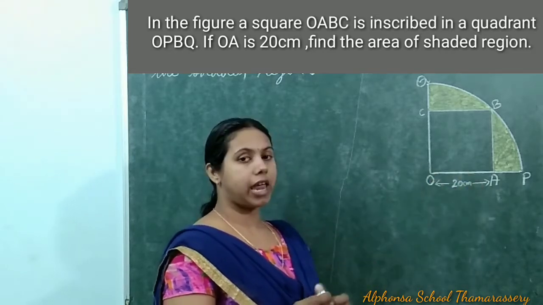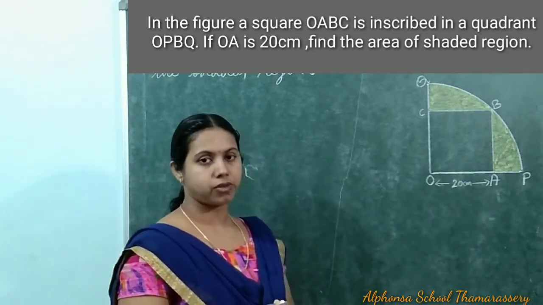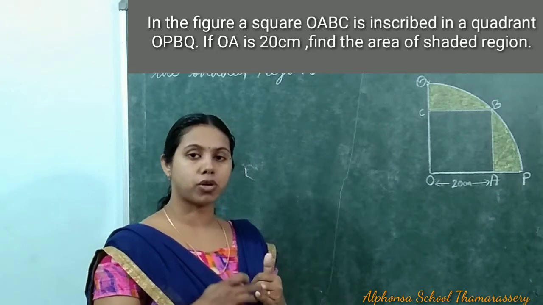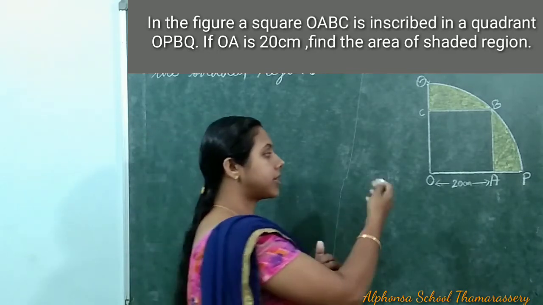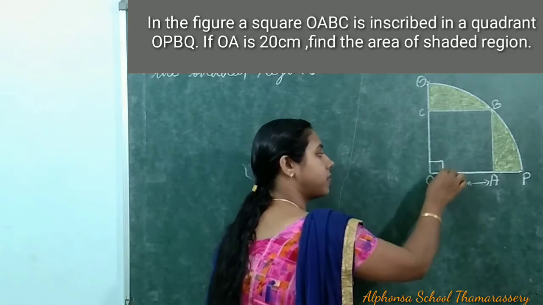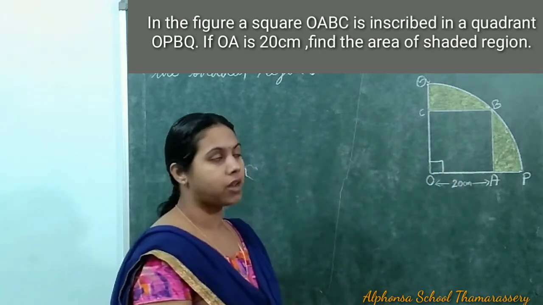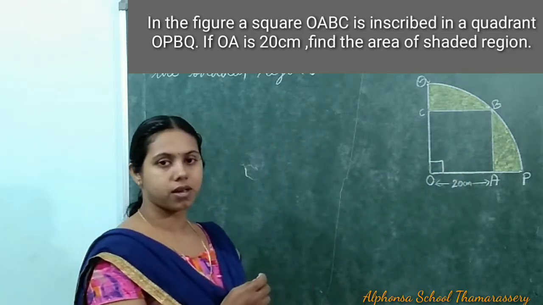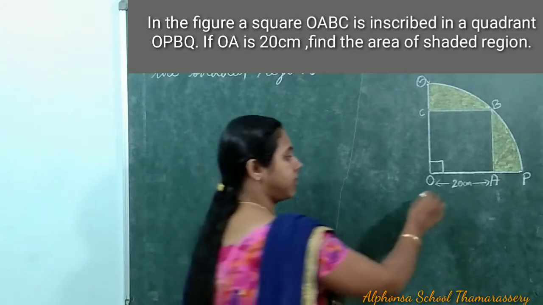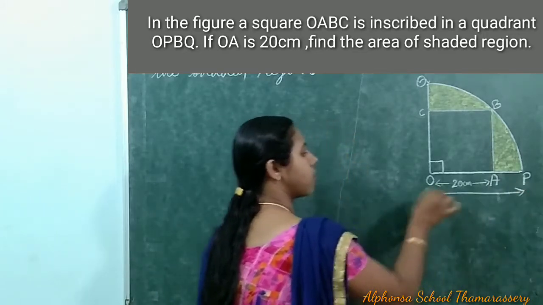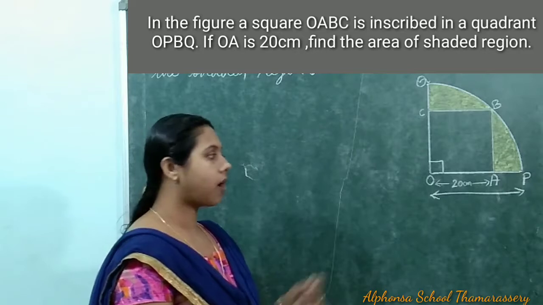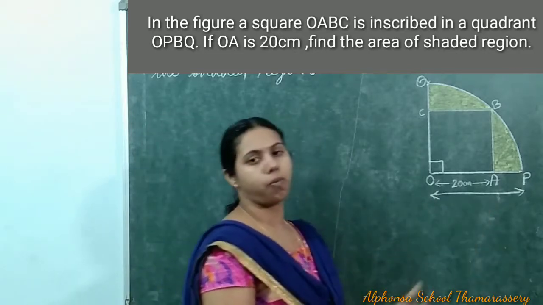And how do you find the area of the quadrant? To find the area of the quadrant, we want to know the center angle and the radius. And here it's a quadrant, so the center angle is equal to 90 degrees. What is the radius of the quadrant? That is OP or OQ, the radius of the quadrant. How do you get this radius OP?